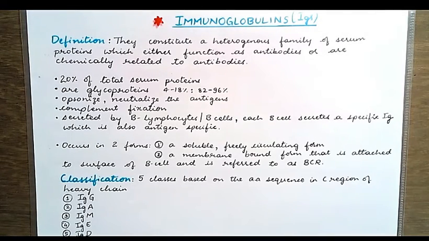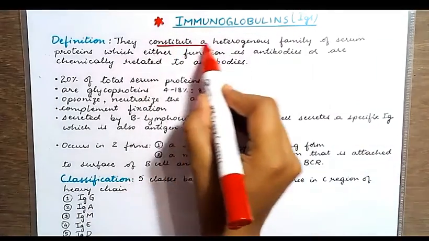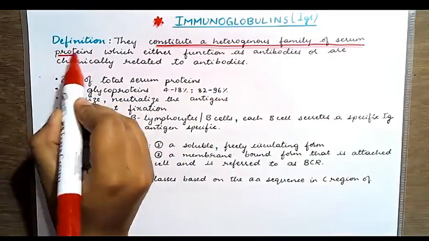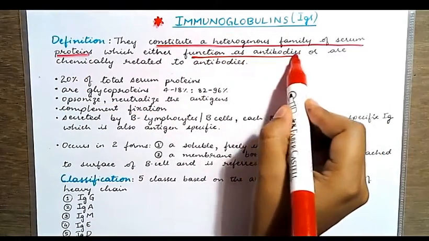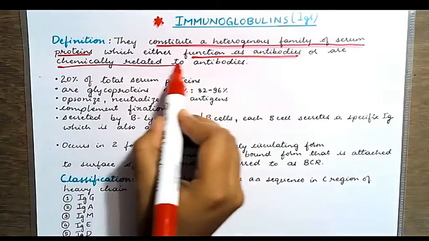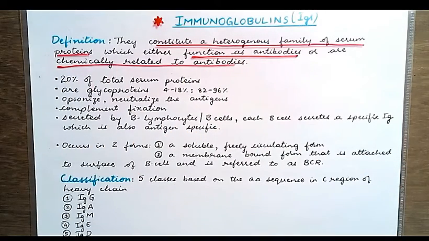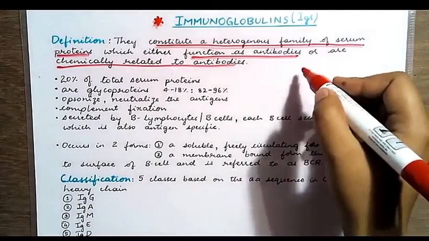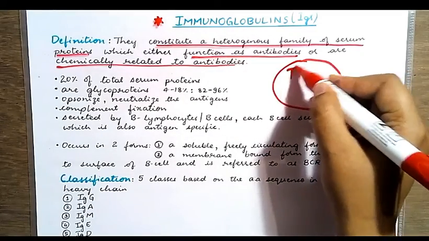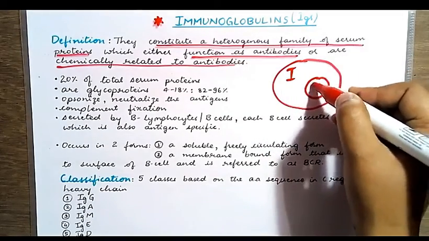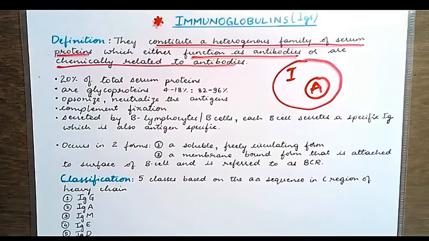Today our topic of discussion is immunoglobulins. They form one of the most important components of our immune system, and by definition these constitute a heterogeneous family of serum proteins which either function as antibodies themselves or are chemically related to antibodies. So by this what we can understand is, though immunoglobulins and antibodies are used as synonyms most of the time, they both are not one and the same. If immunoglobulins is this, then antibodies are a part of it.